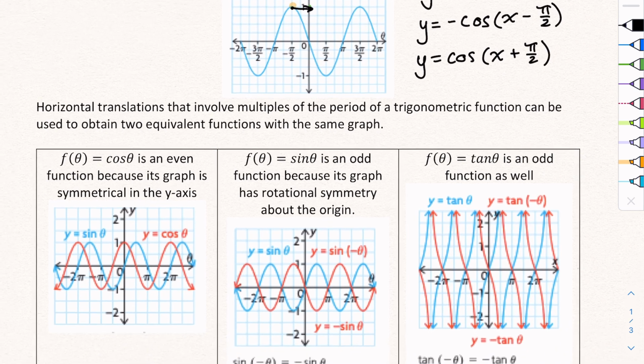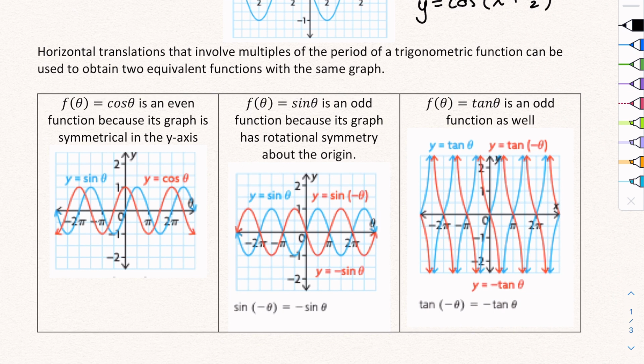Okay, so just to review even and odd functions, we know that f of theta equals cosine theta is even because its graph is symmetrical on the y-axis. So if we take a look here, this function can be reflected on the y-axis. Now, f of theta equals sine theta is an odd function because it has rotational symmetry about the origin. So we would have to perform a double reflection of sine for it to become its original. And then although we're not looking at tan theta, we can see that it's also an odd function.